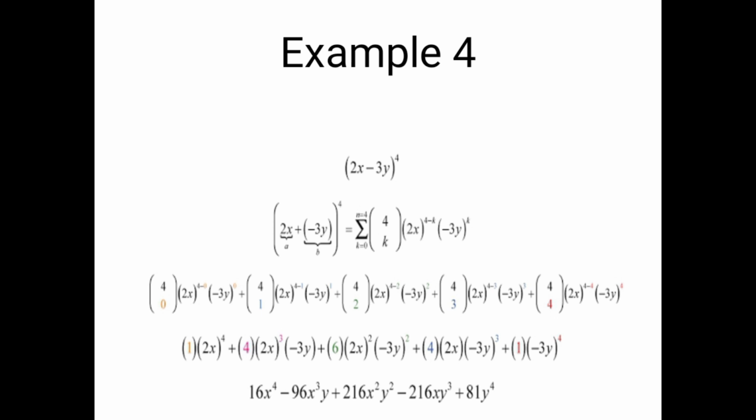Now simplifying, we're going to have 16x to the power 4 minus 96x to the power 3 y plus 216x squared y squared minus 216x y cubed plus 81y to the power 4.